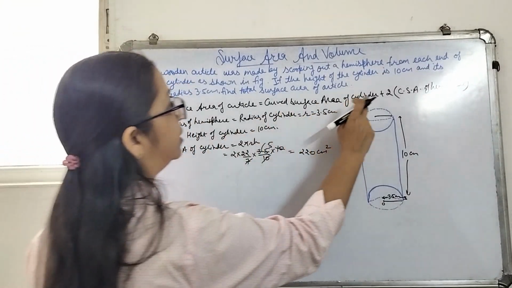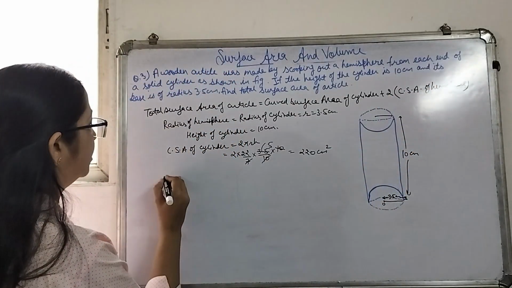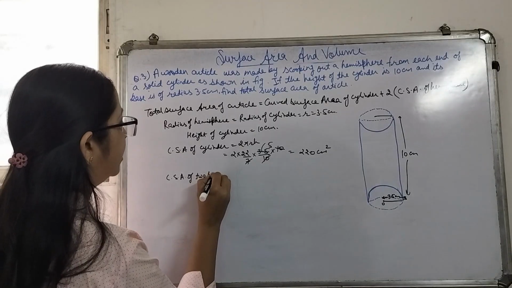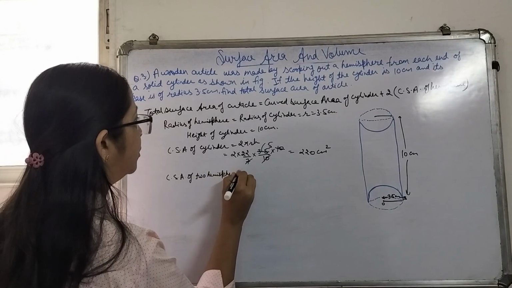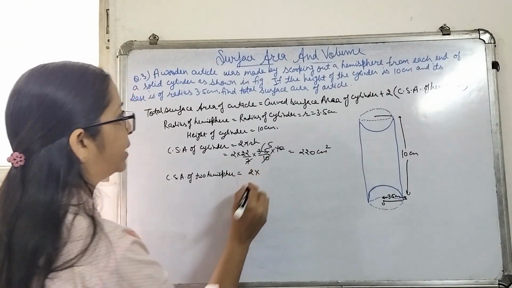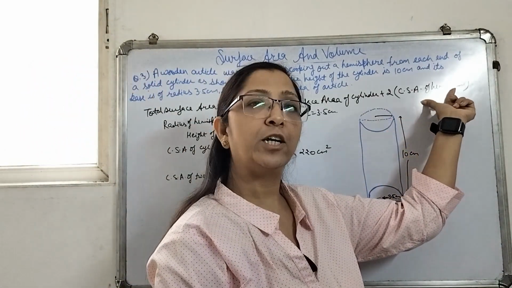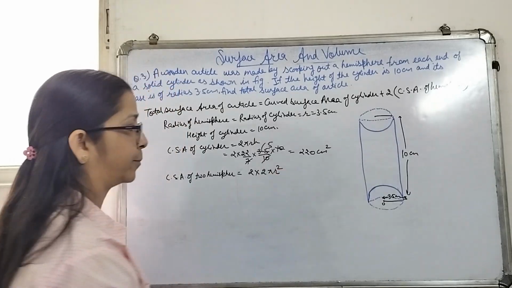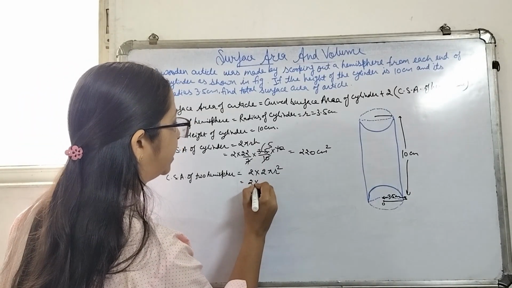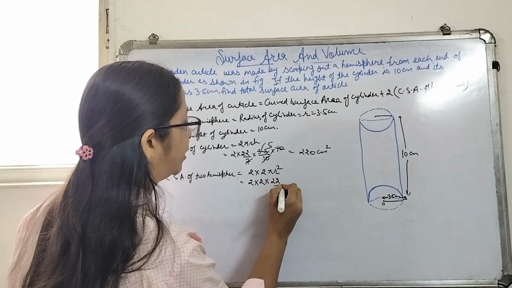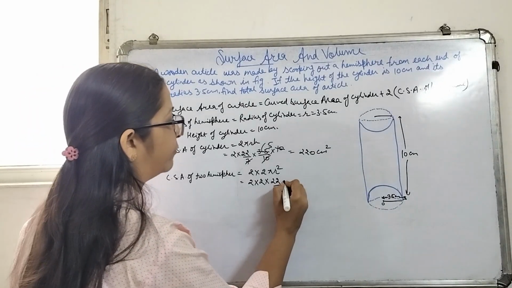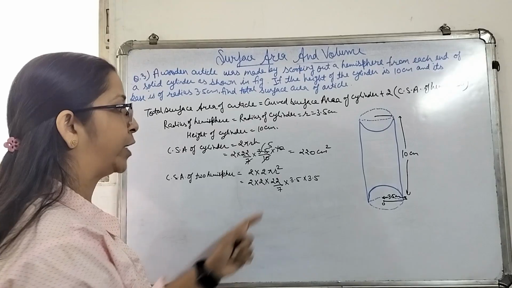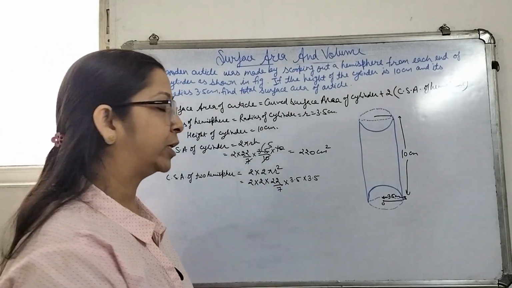Now we have to find the curved surface area of the hemisphere. We are taking the curved surface area of 2 hemispheres, so directly we are multiplying it by 2. So it will be 2 multiplied by the curved surface area of the hemisphere, that is 2 pi r square. So we can write it as 2 multiplied by 2 multiplied by the value of pi, 22 by 7, and the value of r is 3.5. Because it is a square of r, we have taken 3.5 into 3.5.